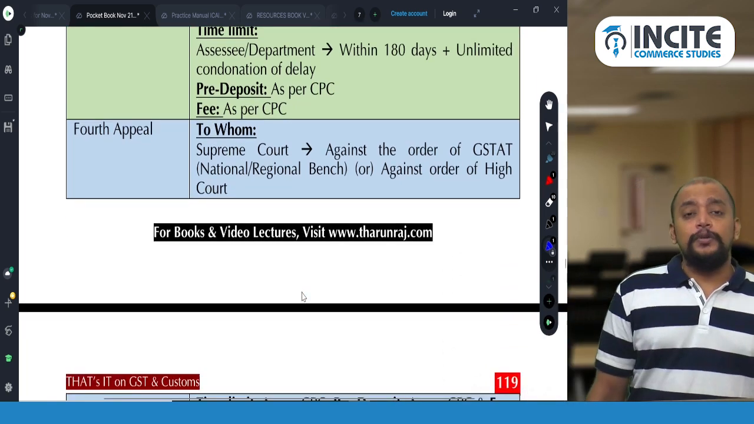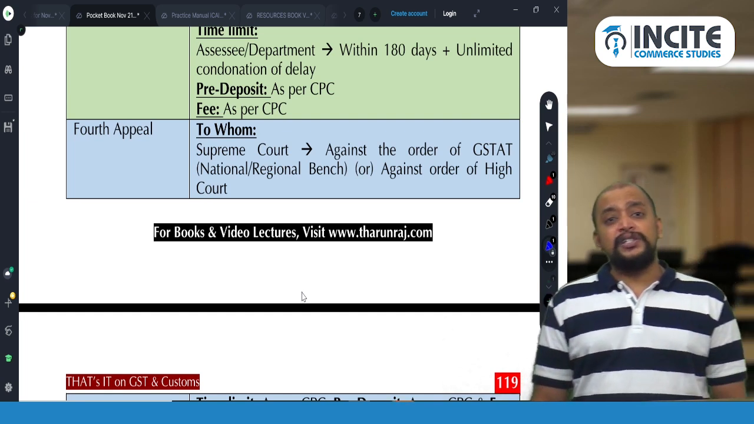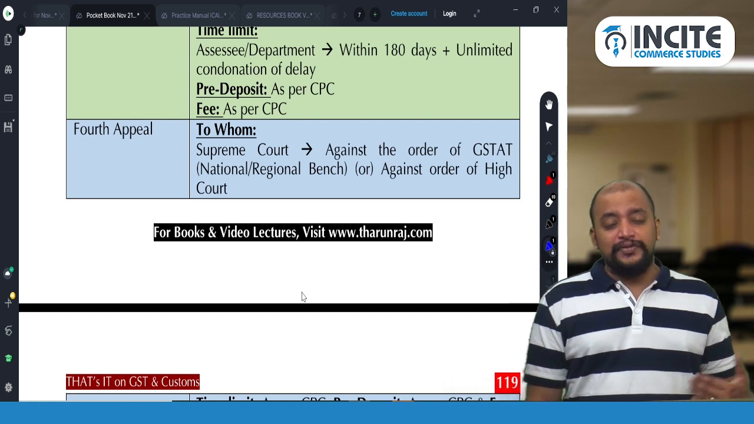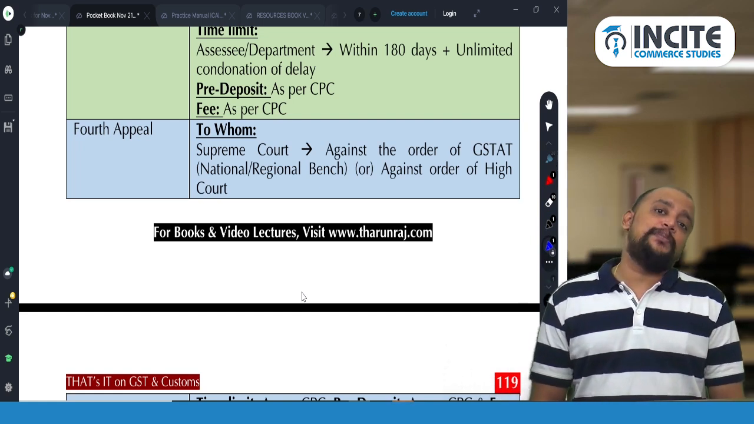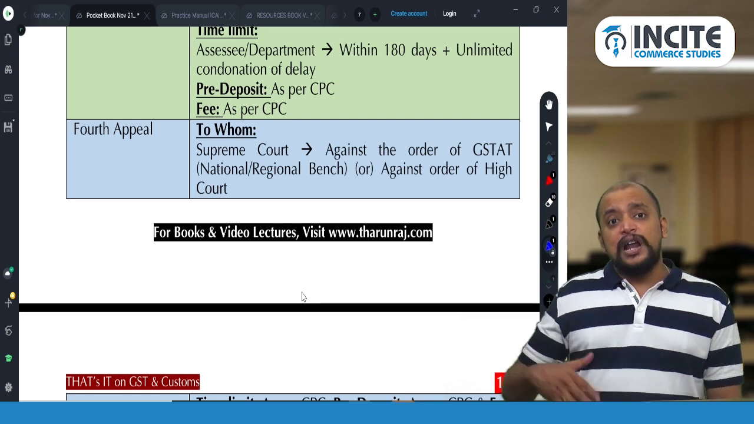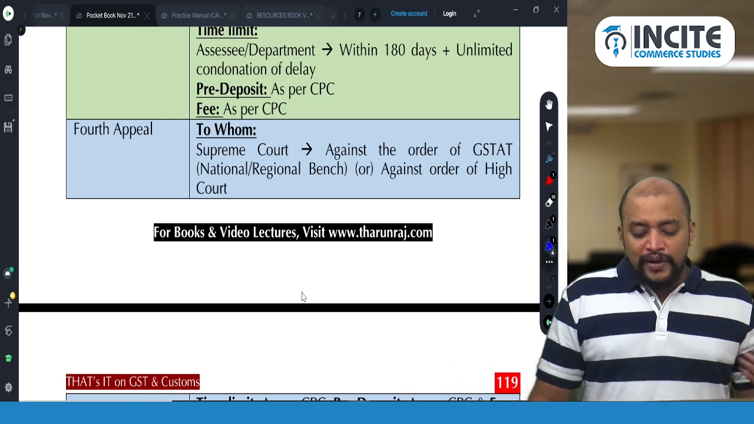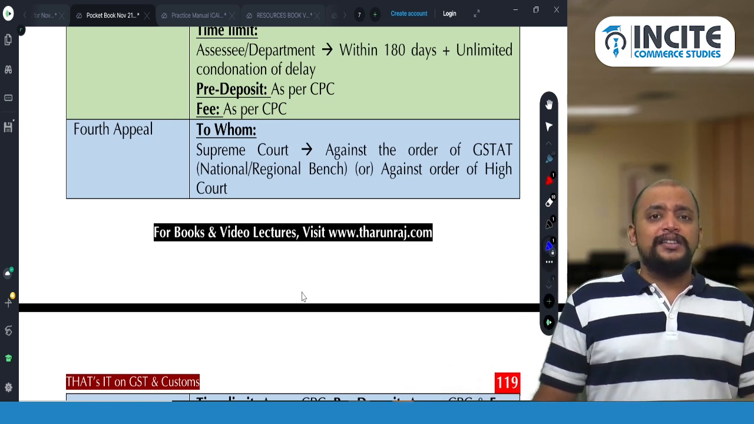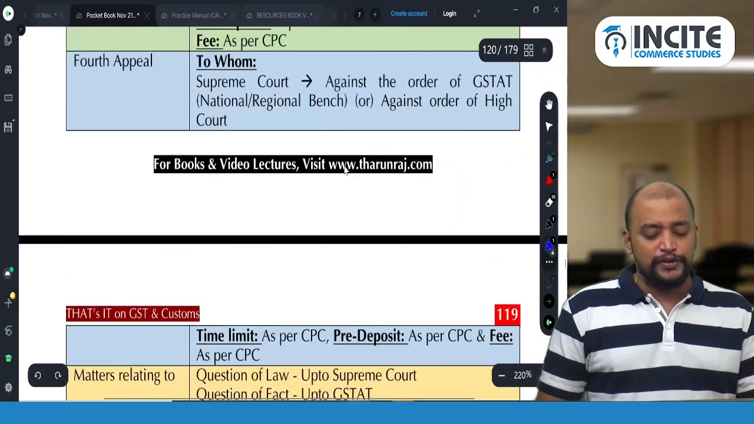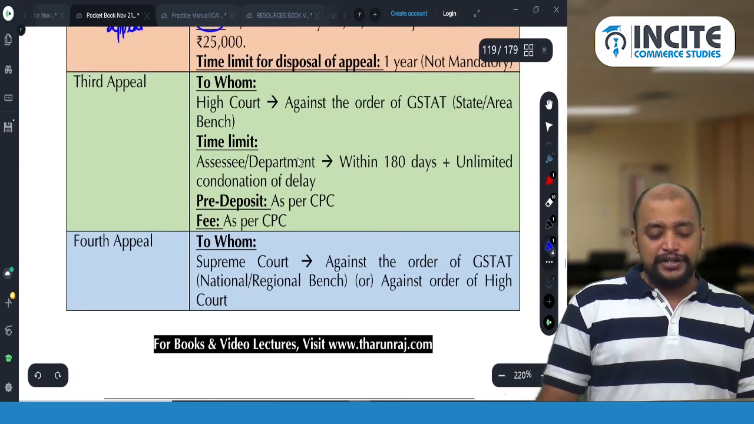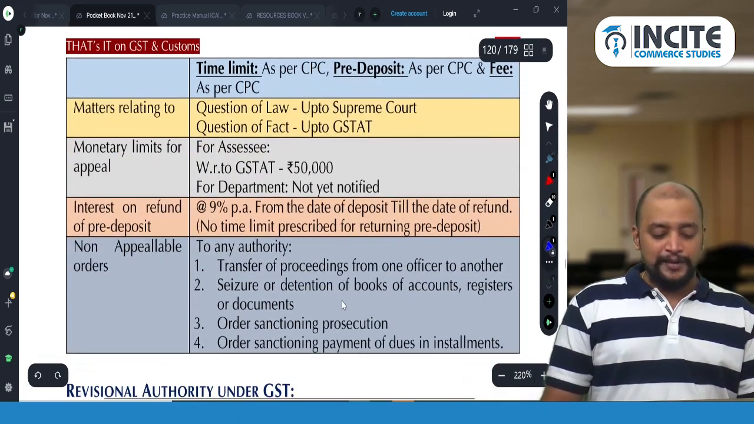Fourth appeal, to whom will we be making the fourth appeal? The Supreme Court. Against what? Against the order of the GST. Order of the GST means either national bench or regional bench, or against the High Court order. Understood? And whenever we are going to the Supreme Court, the fee, the pre-deposit, everything will be as per CPC only, because we don't have any provisions related to High Court and Supreme Court pre-deposit, time limit, etc.